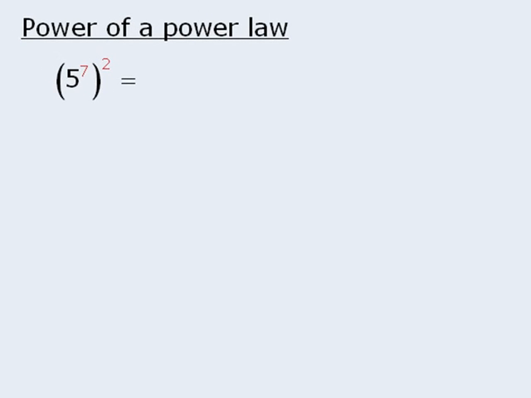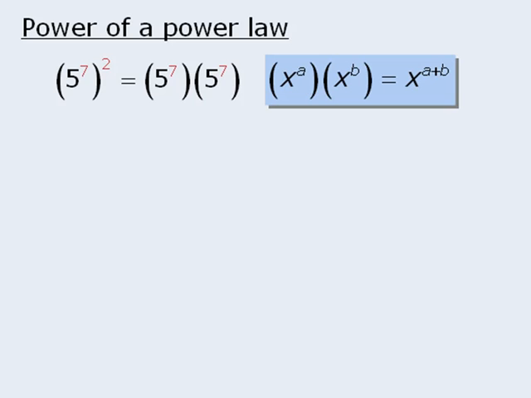In this example, we are taking 5 to the power of 7 and raising it all to the power of 2. Since we are raising 5 to the power of 7 to the power of 2, we can rewrite this as the product 5 to the power of 7 times 5 to the power of 7. At this point, since we have the product of two powers, we can apply the product law to see that 5 to the power of 7 times 5 to the power of 7 equals 5 to the power of 14. So 5 to the power of 7 all to the power of 2 is equal to 5 to the power of 14. Okay, here's another example to consider.